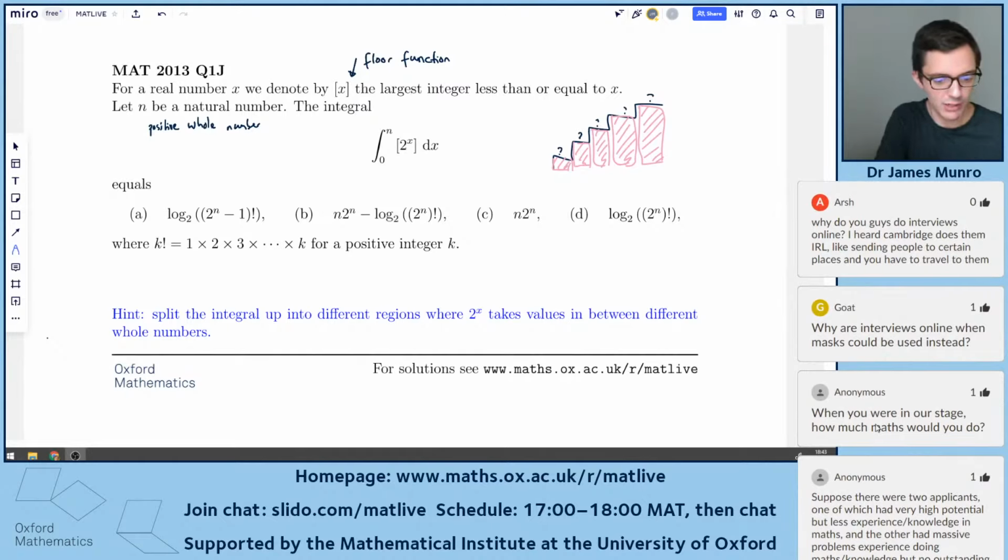Why are interviews online when masks could be used instead? We're also concerned about getting lots of people into Oxford from all over the place. Usually in a normal year we bring everyone to Oxford, they'd stay for a few days, they'd have meals and accommodation as well as the interviews, and then disperse around the world again. We didn't think that was a very good idea this year.